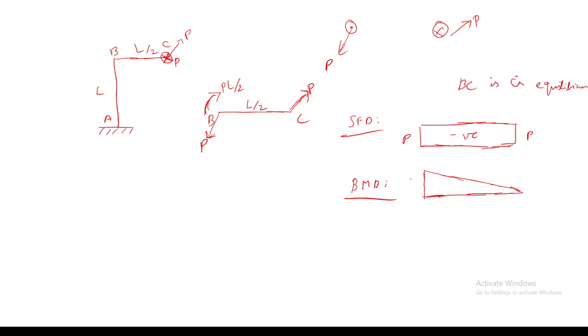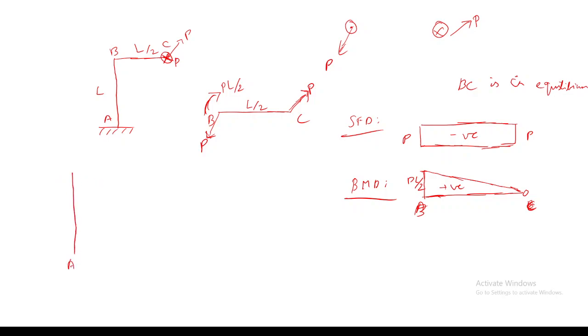Okay. So what will be the value of this bending moment at point A? It will be PL by 2. And sorry, this will be B and C. The bending moment at point C will be 0 since you don't have any concentrated bending moments. Got it? Yes, sir. So now coming to member AB.